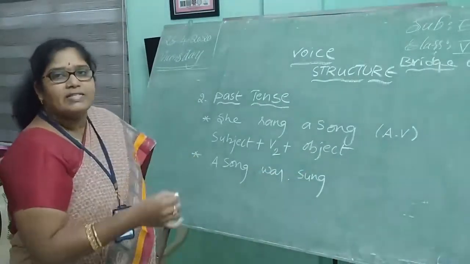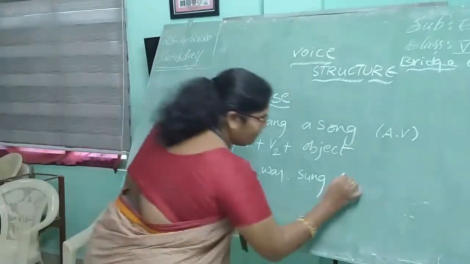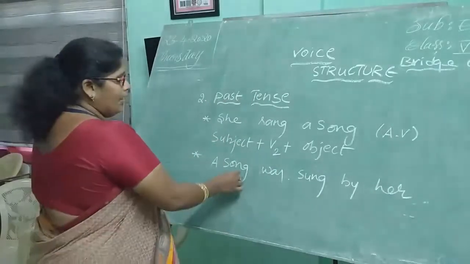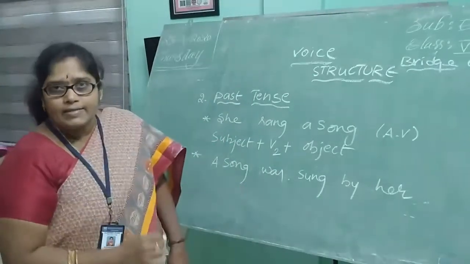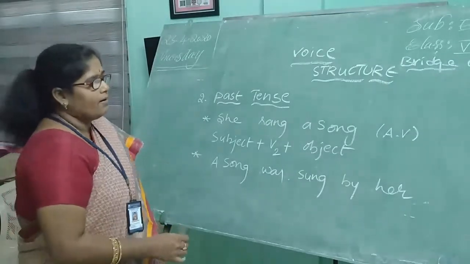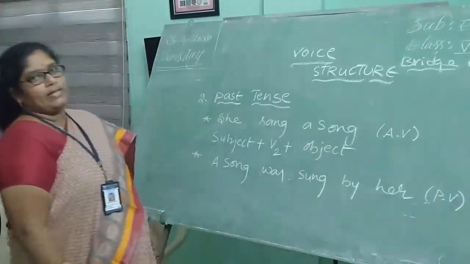A song was sung, and next comes the preposition by her. She changes into her. Okay. A song was sung by her is the answer. Okay, now we have changed active voice into passive voice.